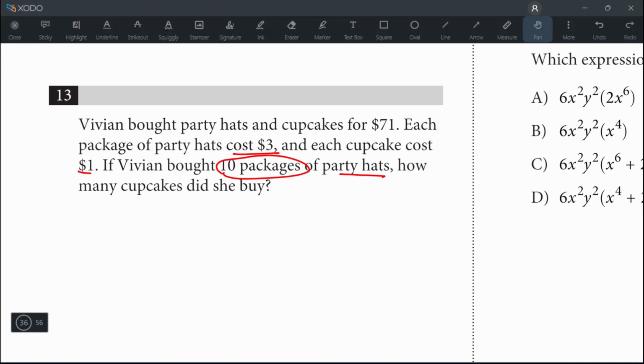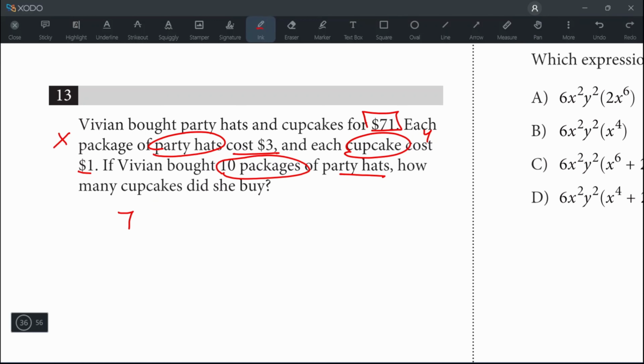So first let's write down a function. Let's say that the number of party hats is equal to x and the number of cupcakes is equal to y. And the total money she spent on both x and y, which are party hats and cupcakes, is equal to 71.